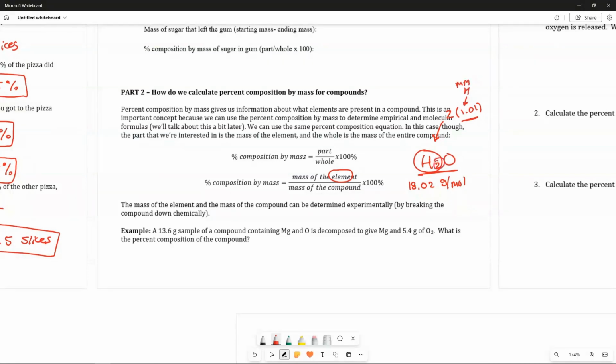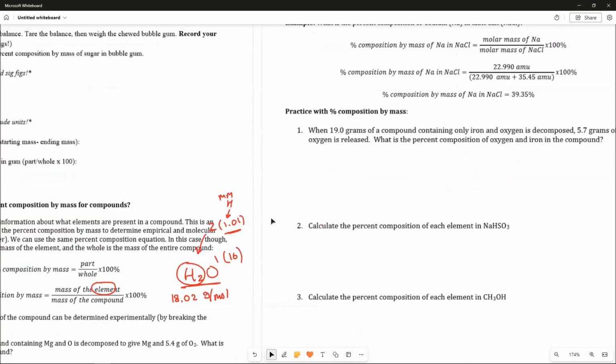And we have 2 of these, so we have to multiply it by 2. Vice versa, if we wanted to find it for oxygen, we know that it's around 16, and we'd only multiply it by 1, because we only have 1 oxygen element in our water compound. And so by doing this, all we're doing is taking the specific molar mass of the element you just want to find over the total molar mass of the compound. And we'll see that on our next page here.